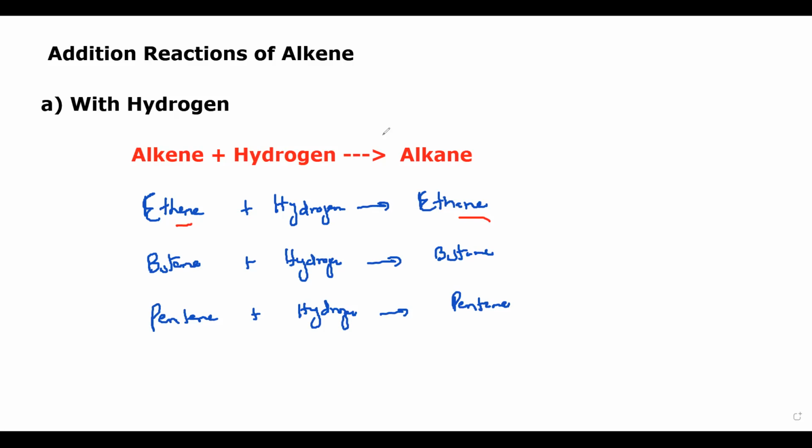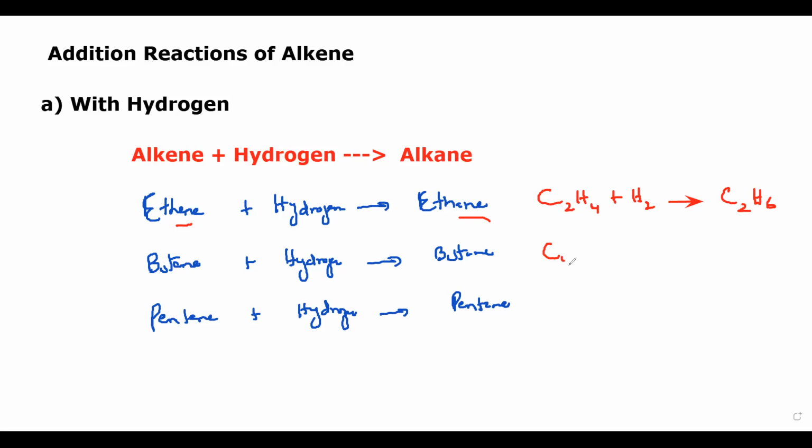If we write it in terms of formulas, for example, ethene is C2H4, plus hydrogen is H2. As I mentioned, addition reaction means all the particles form one product. So when all combine together, C2H4 plus H2 becomes C2 and 4 plus 2, so H6. So it will become C2H6.